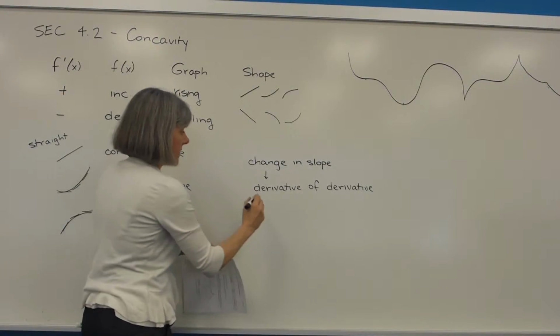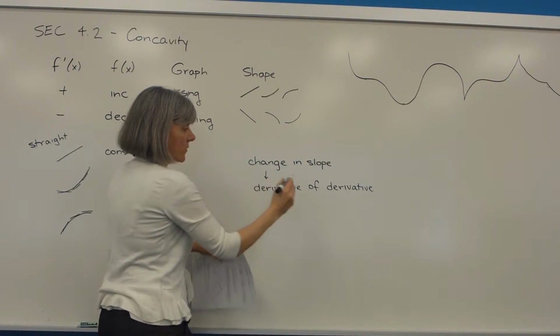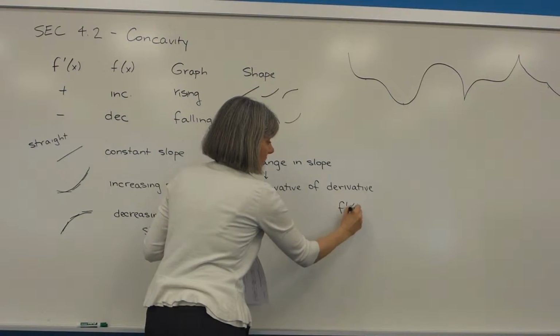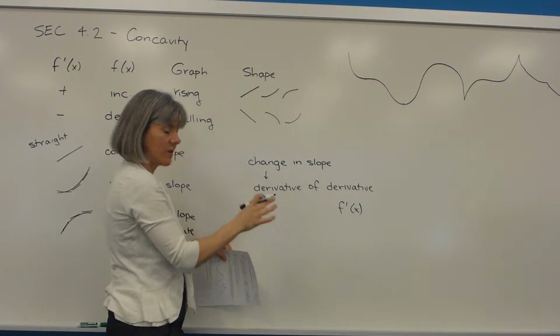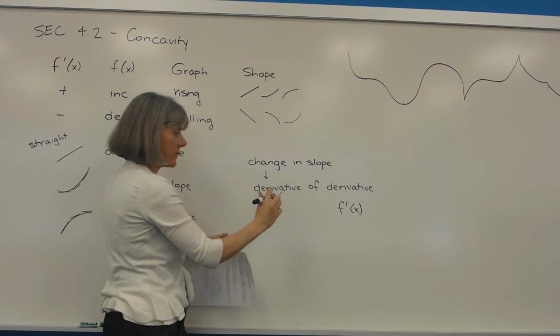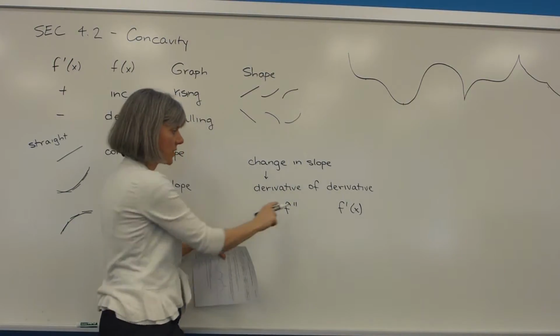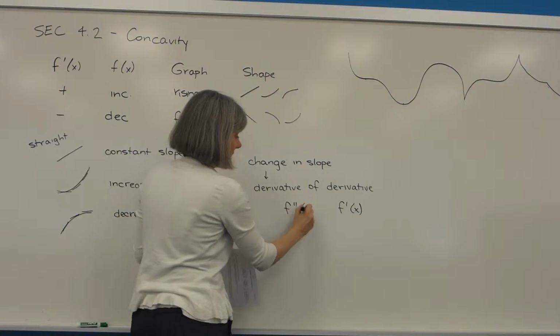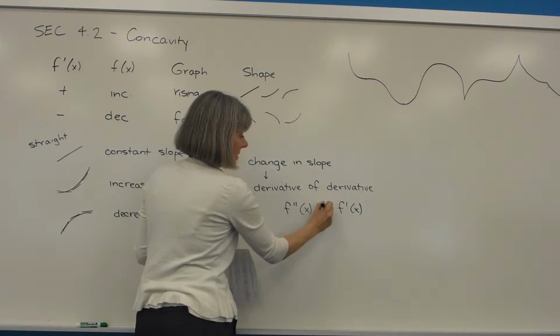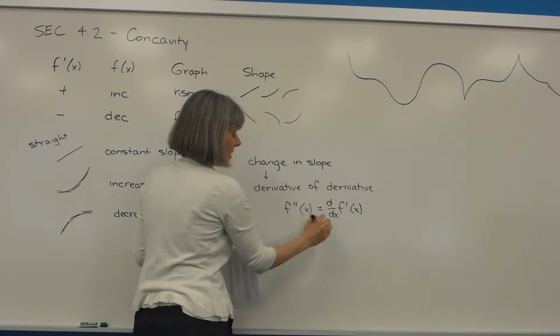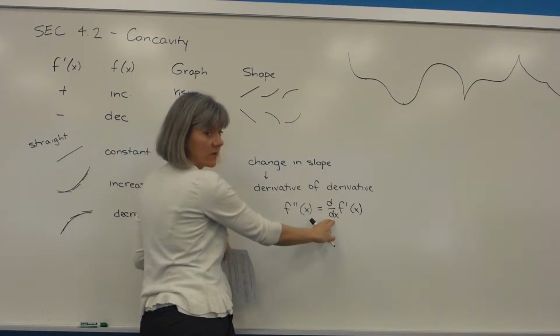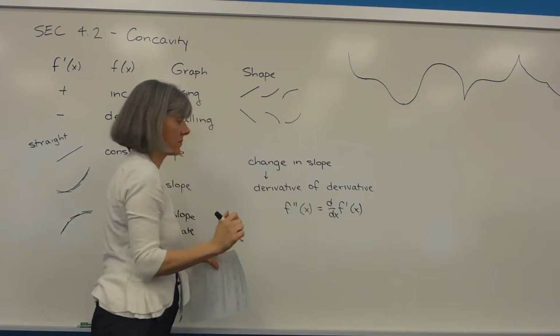So we're going to write it this way. Let me just go ahead and define the notation. We know that a derivative is just f prime. The derivative of the derivative we're going to call the second derivative. We indicate that with 2 prime marks. Those are not number ones, those are primes. So how do these connect? The second derivative is the derivative of the first derivative.